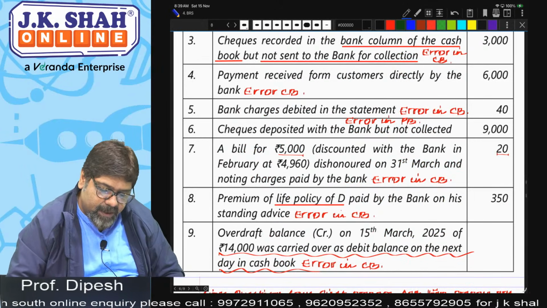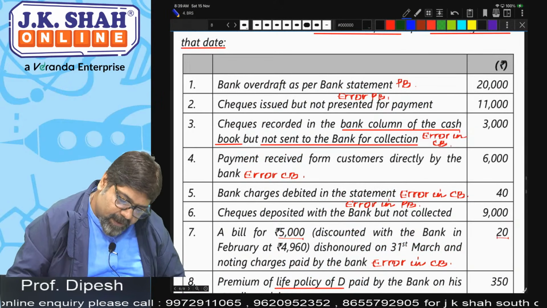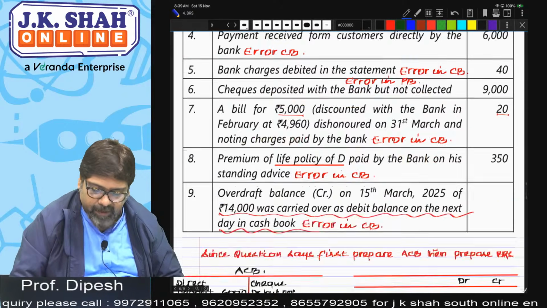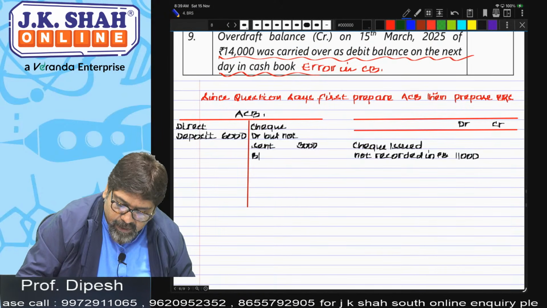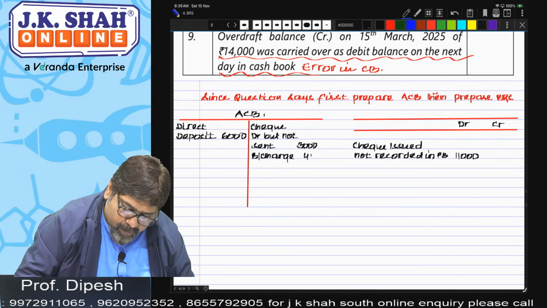Bank charges debited in the bank statement. Bank charges are recorded in the passbook, not recorded in the cash book. Bank charges will come on the credit side. How much? 40 rupees.